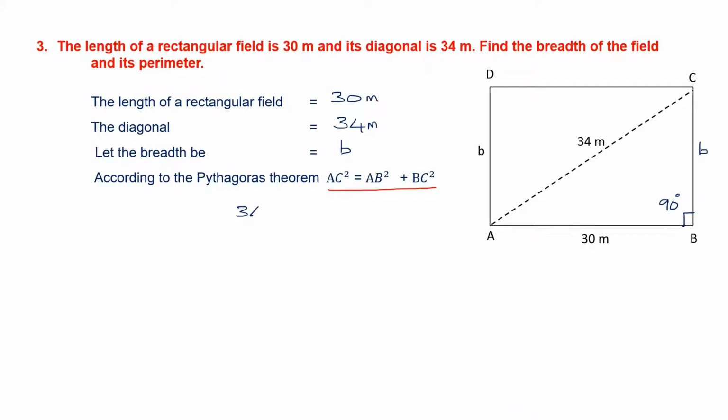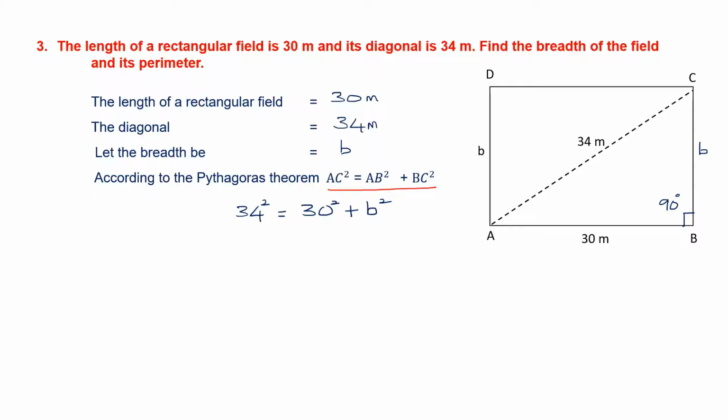Let me write it here. 34 squared is equal to AB square, AB is here, that is 30 meters. So I'll write 30 squared plus BC. BC is only B square. That is the breadth. Now with this we can find the breadth.